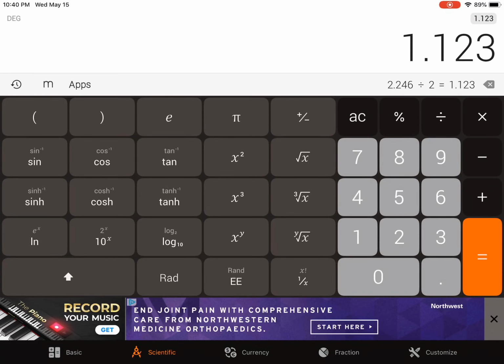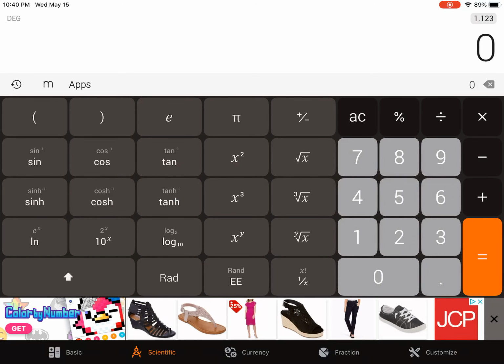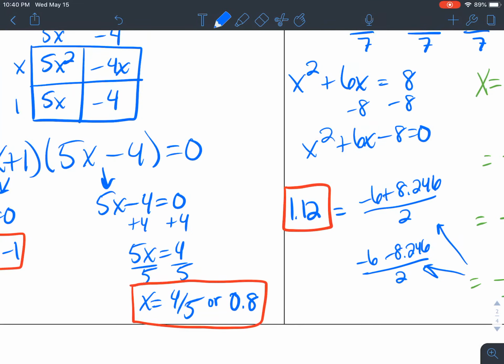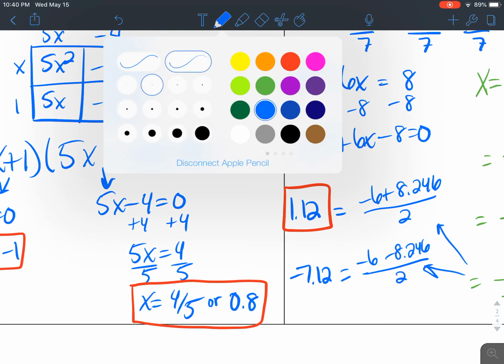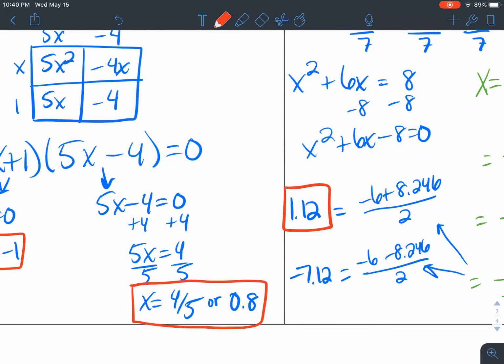I'm going to do the same thing but with subtraction now. If I clear that out, -6 minus 8.246 and divide that by 2, I get -7.12 for my second solution. So those are my 2 solutions for this last one.